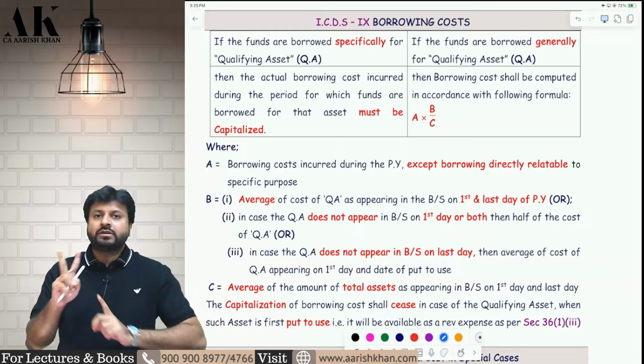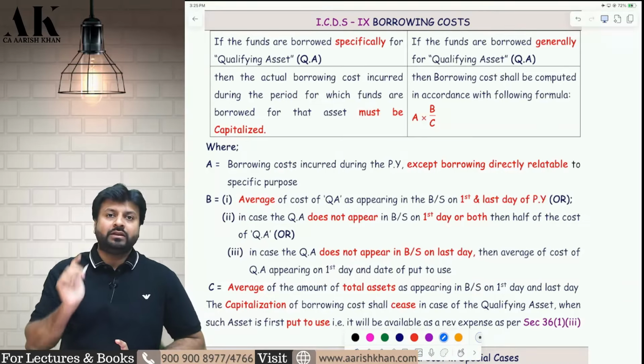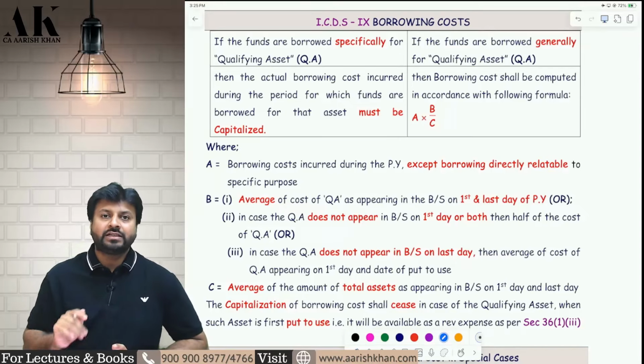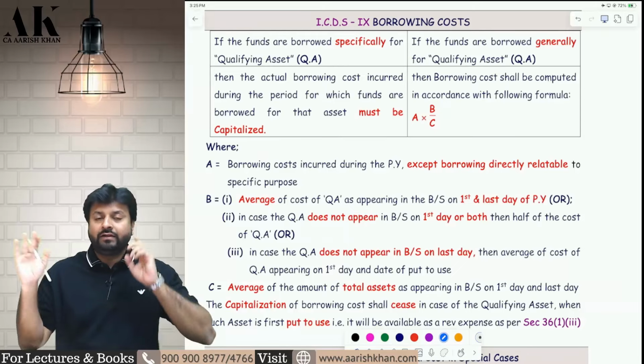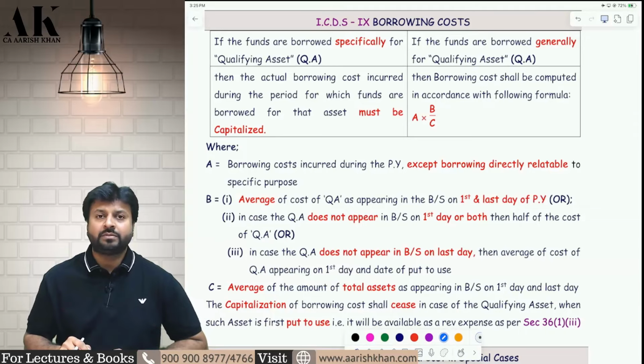See, there are two types of loan that you can take for an asset. One loan you have directly taken for a qualifying asset. First of all, we need to understand the meaning of qualifying asset. Qualifying asset is not defined under income tax law. We have to follow the qualifying asset definition under the financial reporting only.